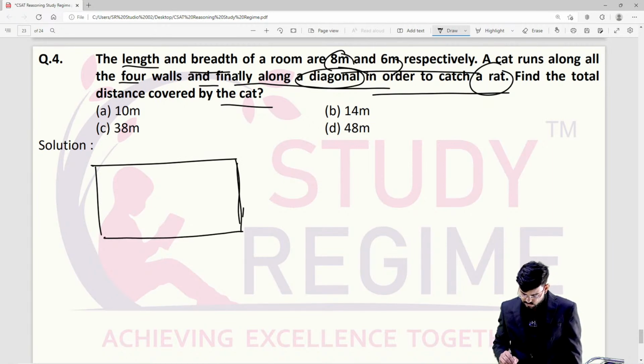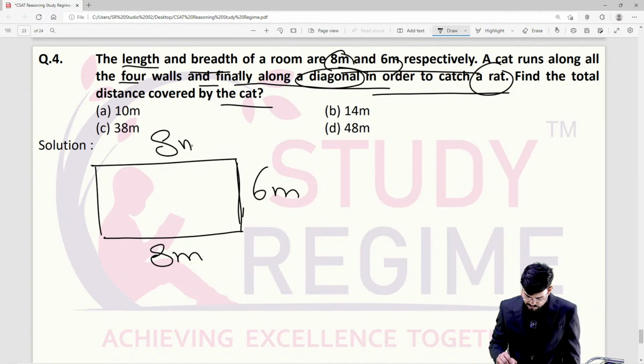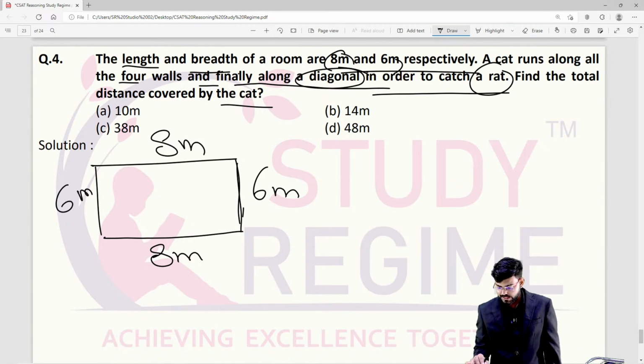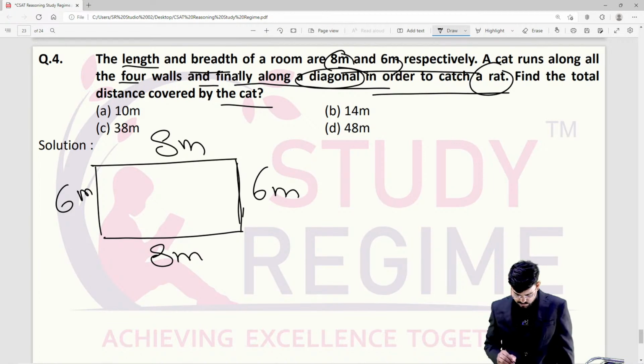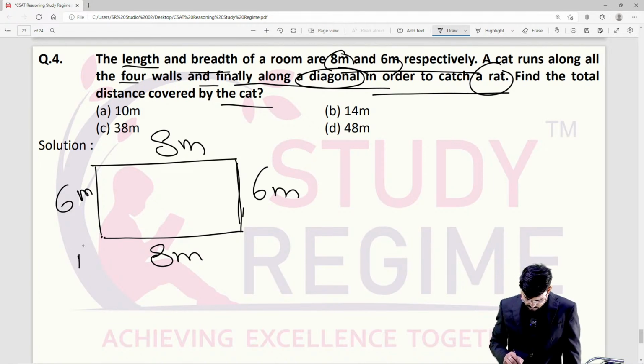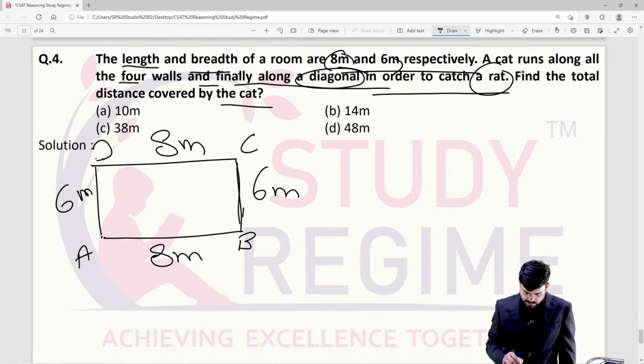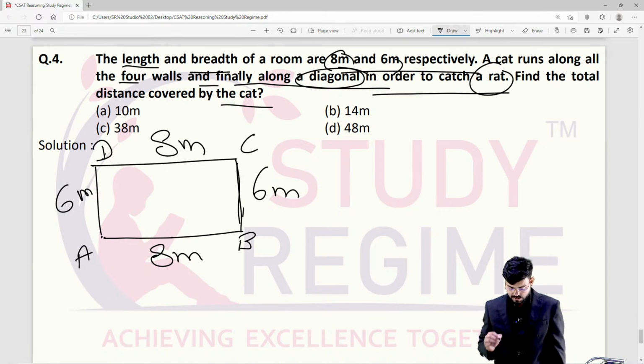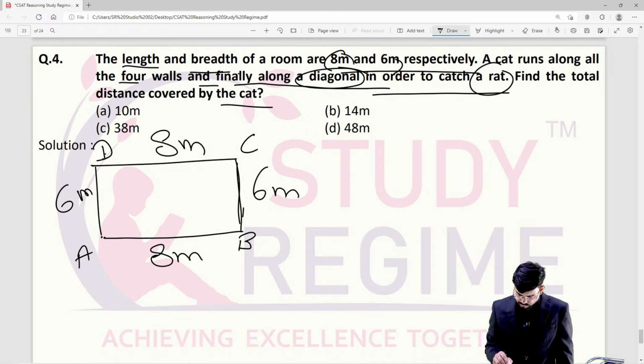The length of the room is 8 meter, this is 6 meter, again this is 8 meter and this is 6 meter. It is given the cat runs along all the 4 walls, means cat is running from A to B, then B to C and C to D and again D to A. And then finally along the diagonal in order to catch the rat. Okay, this is the diagonal.